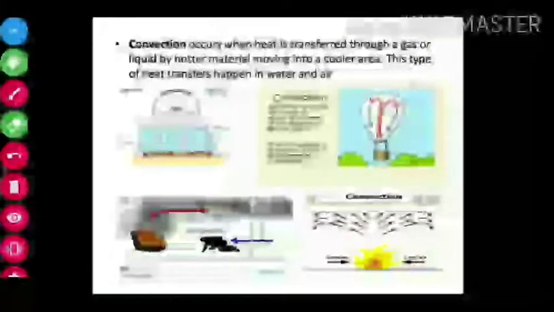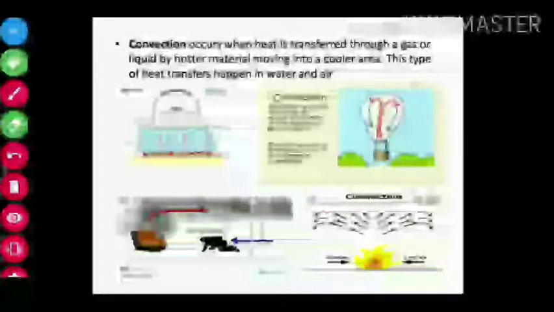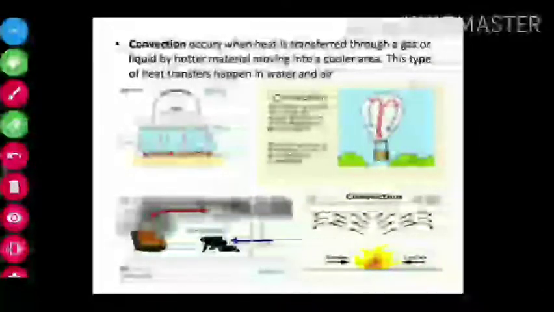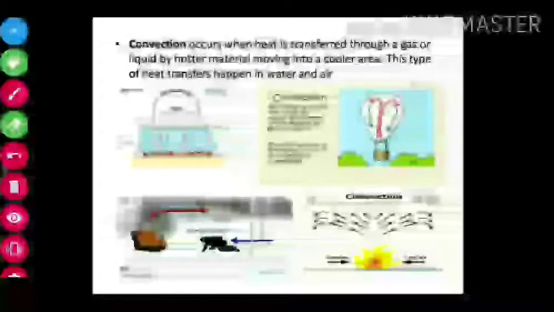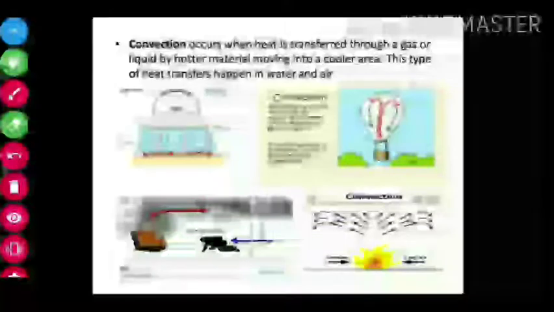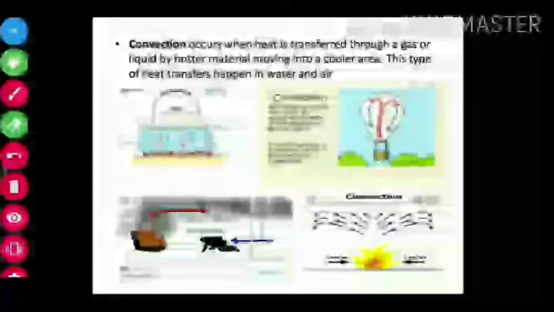Next, the second process of transfer of heat is convection. Convection occurs when heat is transferred through a gas or liquid by hotter material moving into a cooler area. This type of heat transfer happens in water and air. In solids, you have already studied that conduction occurs, but in convection the heat is transferred through a gas or liquid by hotter material moving into a cooler area.